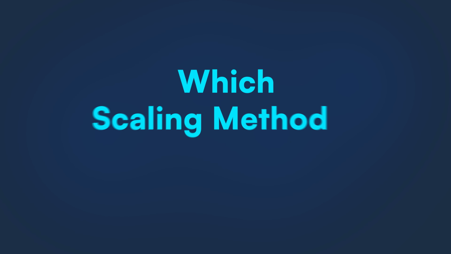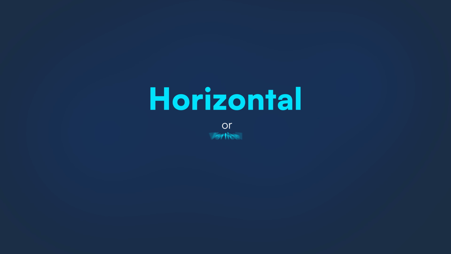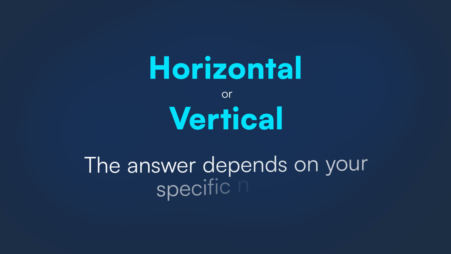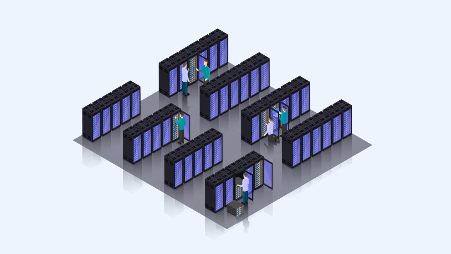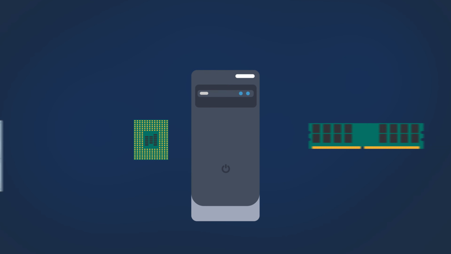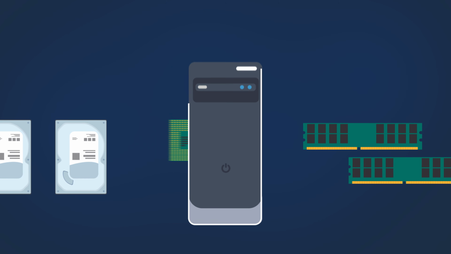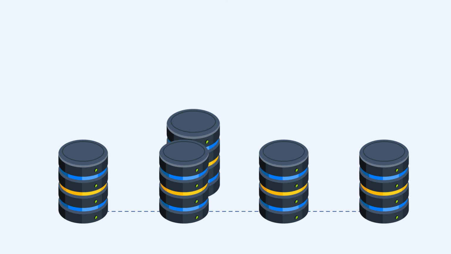So, which scaling method is better, horizontal or vertical? The answer depends on your specific needs. Horizontal scaling offers greater flexibility and redundancy, making it ideal for large distributed systems. Vertical scaling is easier to manage and may be sufficient for smaller applications, but it has its limits. In many cases, a hybrid approach that combines both horizontal and vertical scaling might be the best solution.